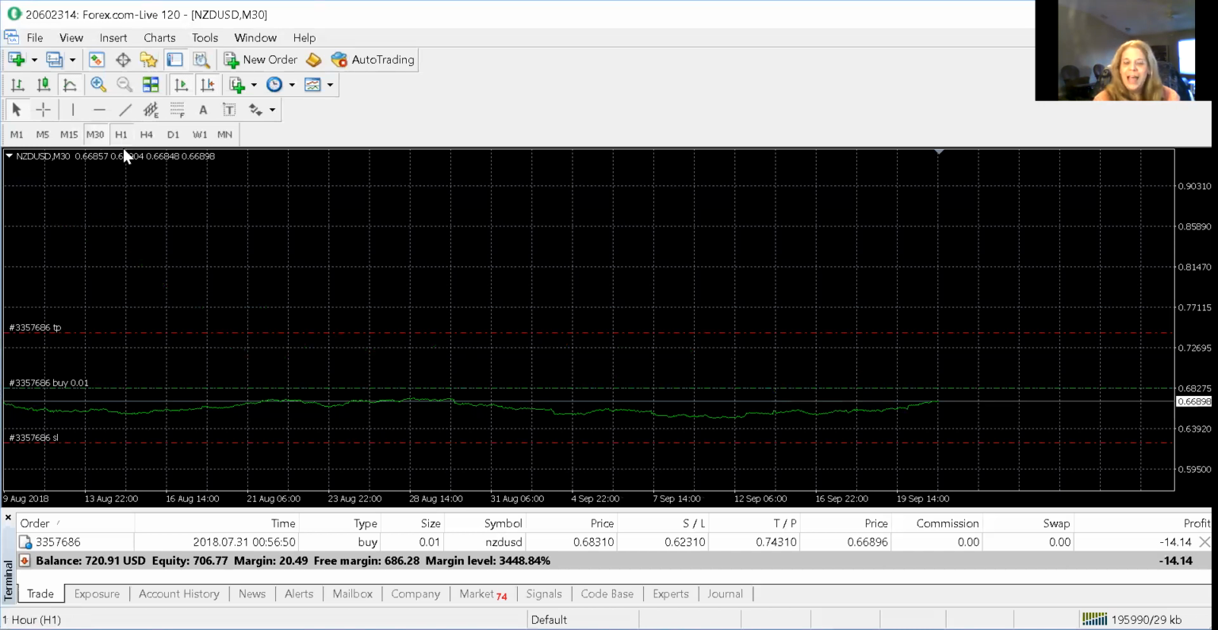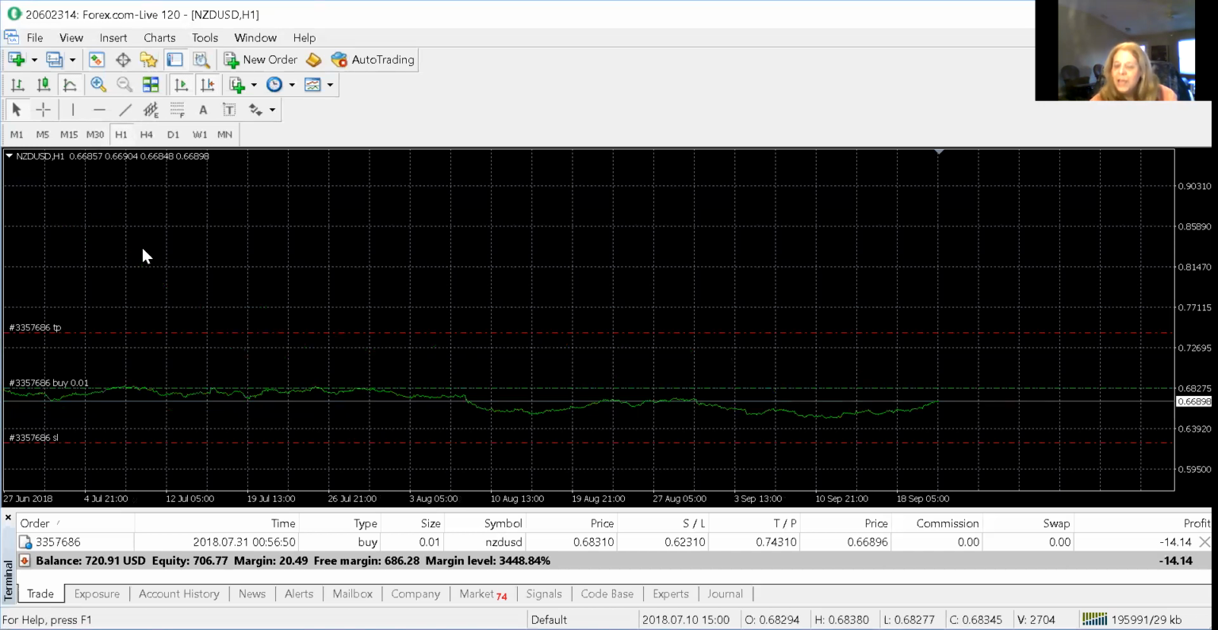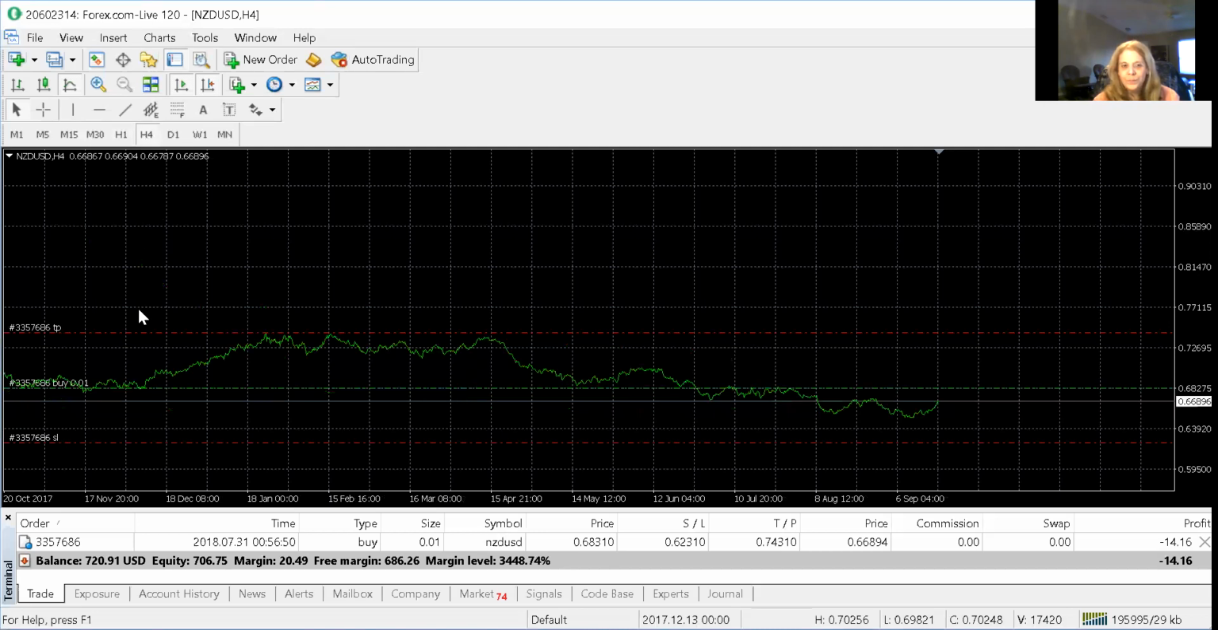Then I move up to the hour time chart, and it's working. It's getting better. But I still want to know what the history is. This only goes back to June of 2018, not too long ago. Let's move up to the 4-hour, and that we have a little more of the picture. But here again, it only goes back to October of 2017. About a year and a half or a year, maybe. It will be a year.